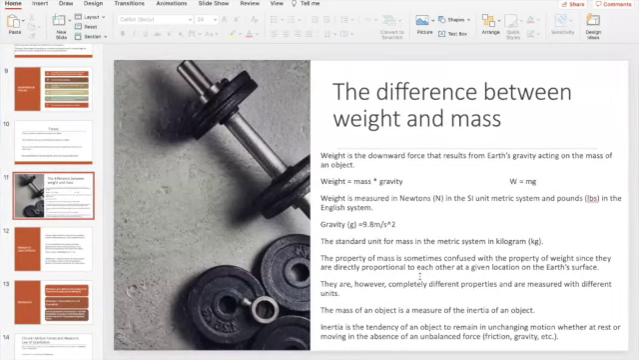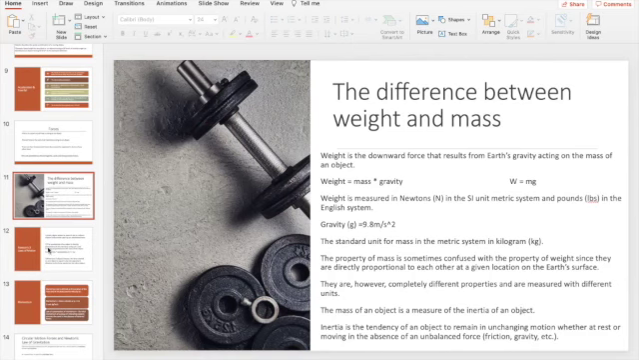So the property of mass is sometimes confused with weight, but they do mean separate things. All right, so the mass of an object is the measurement of inertia of that object. And inertia is the tendency of an object to remain in unchanging motion, whether it's at rest or moving, in the absence of an unbalanced force.